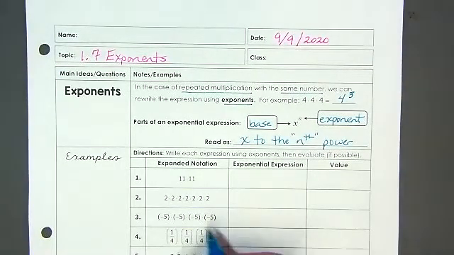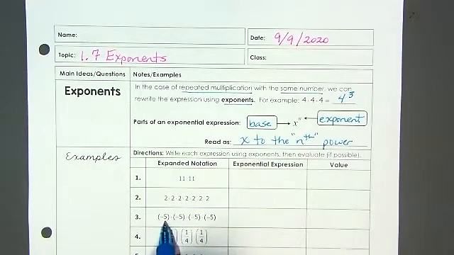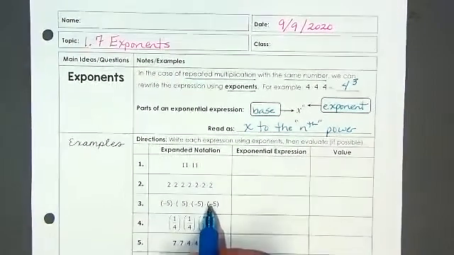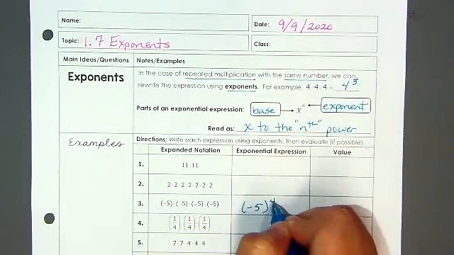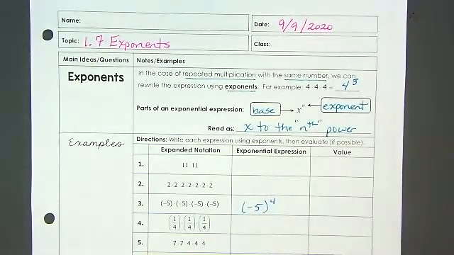Okay, so we're going to jump down to number 3. I'm going to look to see how many times this is written. 1, 2, 3, 4. This is 4 times, so this is going to be -5 to the 4th power is the way this is written. Now, we need to find the value of that.